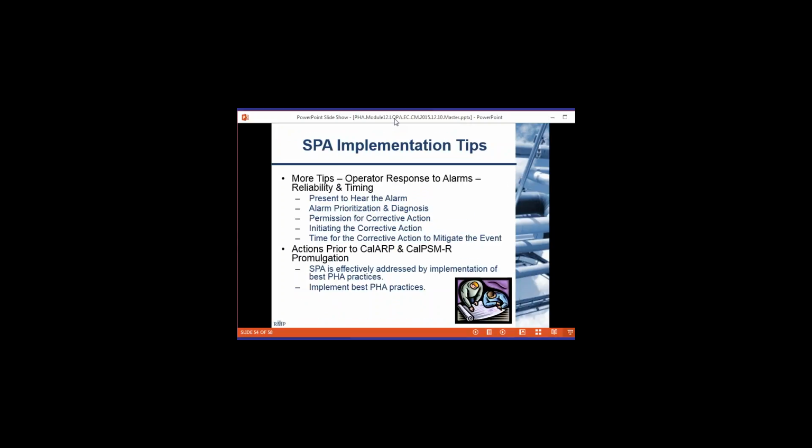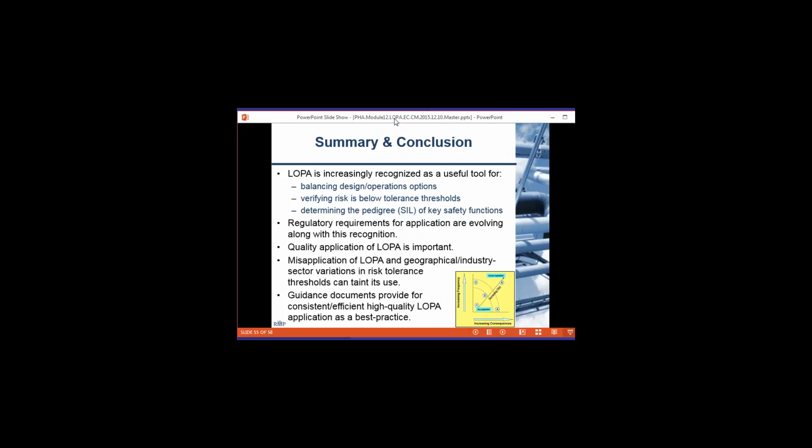And let me go ahead and summarize. What have we been talking about? We've been talking about specifically enabling conditions and conditional modifiers and their application in LOPA. But as part of this PHA facilitation course module, I wanted to make sure that we understood what LOPA is and what it can do, and its importance in balancing design or operational options in decision making. LOPA is a decision-making tool.